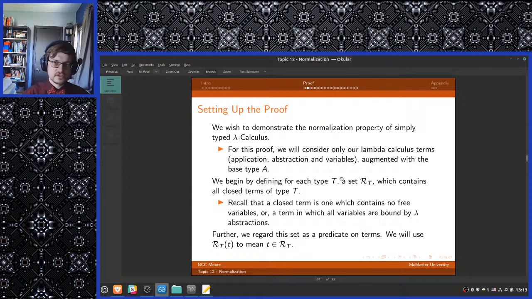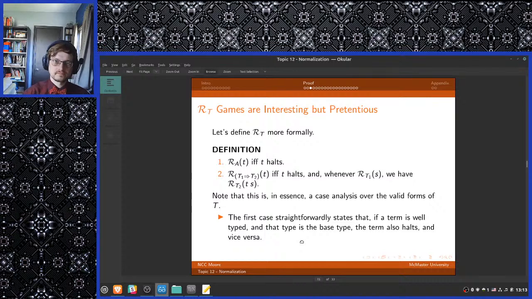This is just a slight syntactic point. Since this is a set, a subset of the set of terms, any subset of a set you can regard as a predicate over that set. So you'll often see in this proof R_T(t) to mean t is an element of R_T. Please just put that one in your brain.